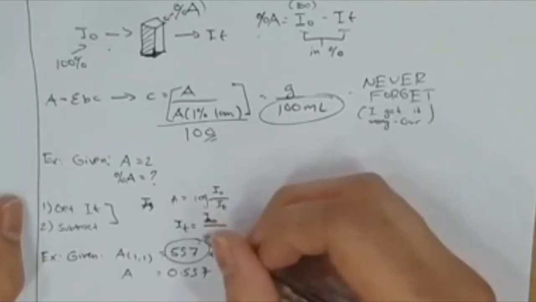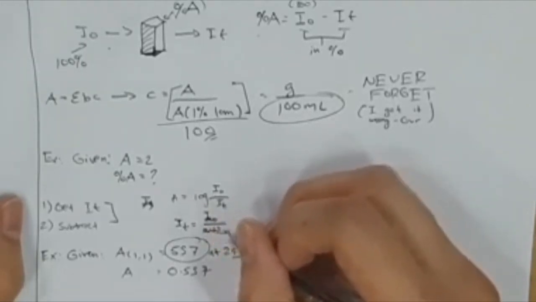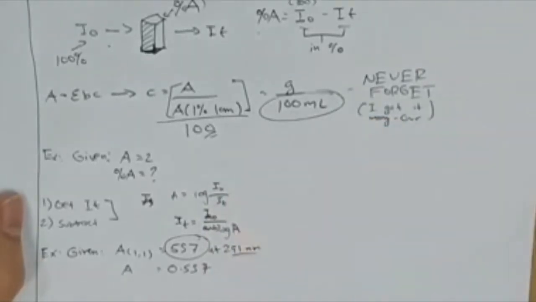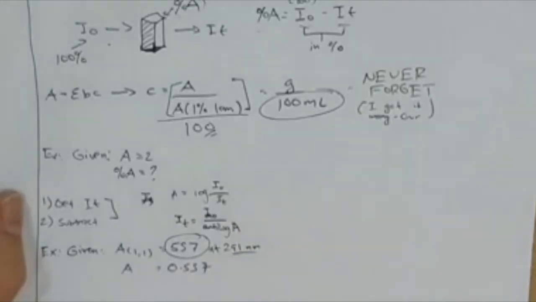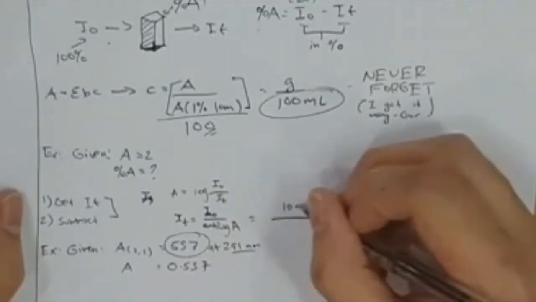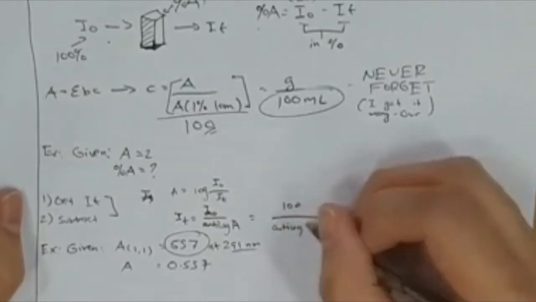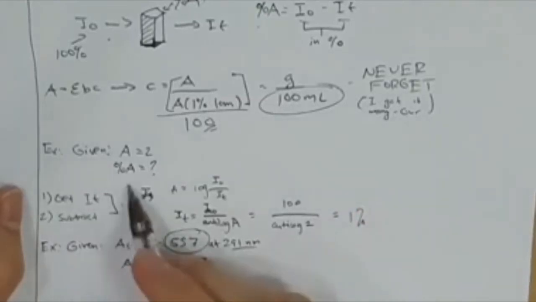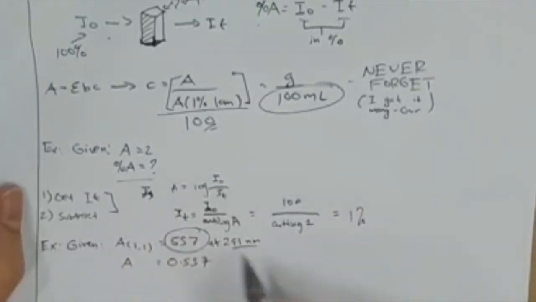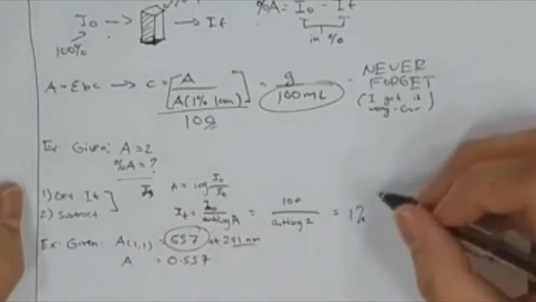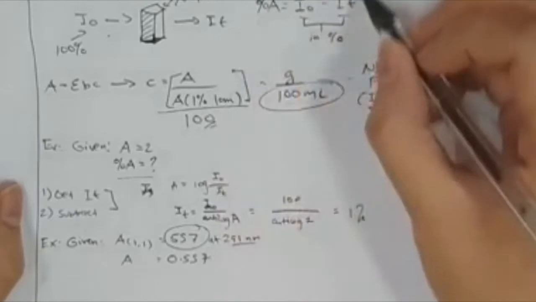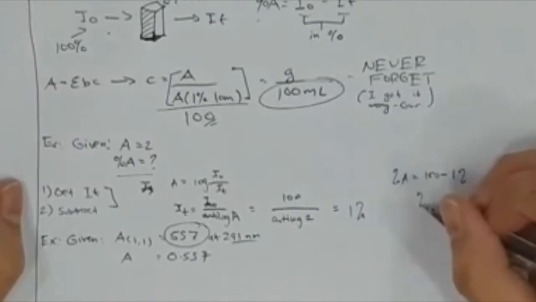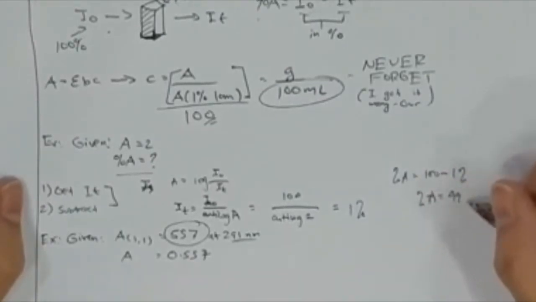So basically, antilog is just 10 raised to something. So if you have, let's say, the number 2, the antilog of 2 is just 10 raised to 2. It's just the beauty of math. So here we have 100 over antilog 2. And your answer should be 1%. However, what we're asked to look for is percent absorbance, and not IT. So we use this formula over here, minus 1. So your final answer should be 99%.